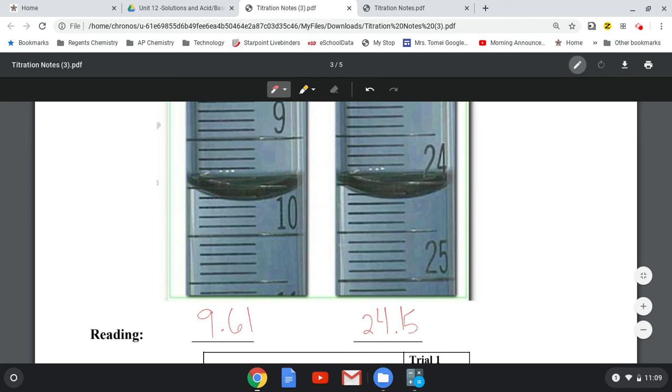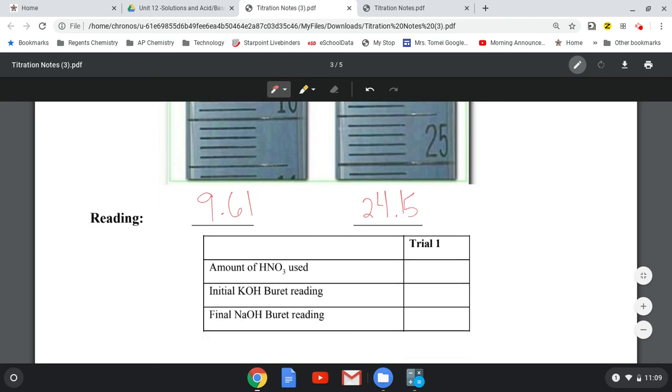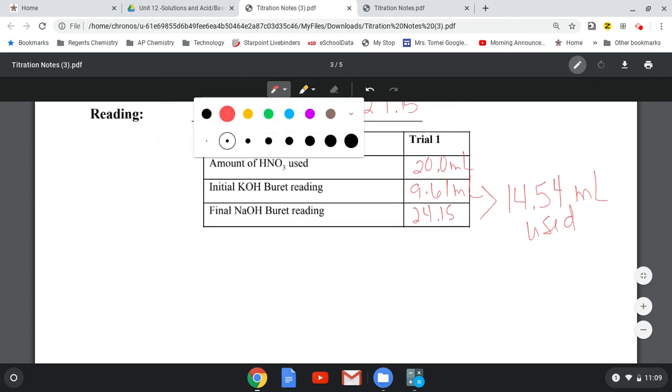And so the volume of the base that we actually used, as we can see in our data table here, okay, so our amount of nitric acid is 20 milliliters given in the problem. The initial reading is 9.61 milliliters. The final reading is 24.15, but we don't want either of these to put into our equation. What we want is the amount used. And if you subtract those, you end up with a value of 14.54 milliliters that are used. And that's what we can use in our equation.